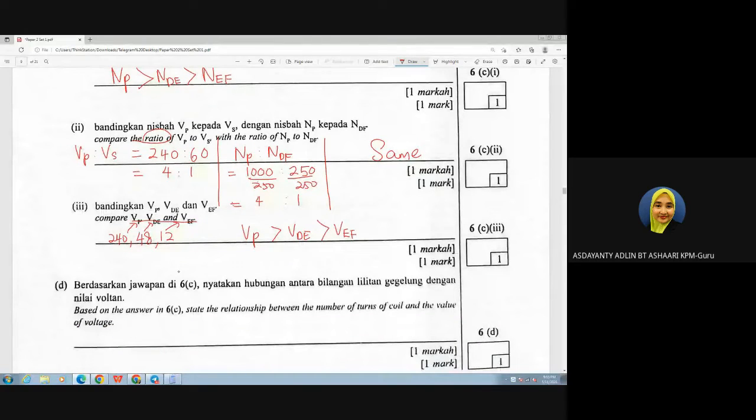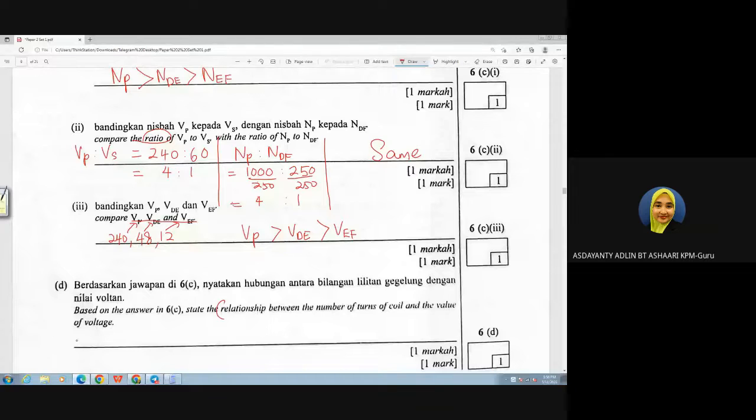Okay, next. Based on the answer in 6C, state the relationship between the number of turns of coil and the value of voltage. So, relationship. Okay, higher, higher, lower. So, the bigger the number of turns of coil increases, what happens to the value of voltage? Increases too. Betul tak? So, saya rasa awak tahu ni.